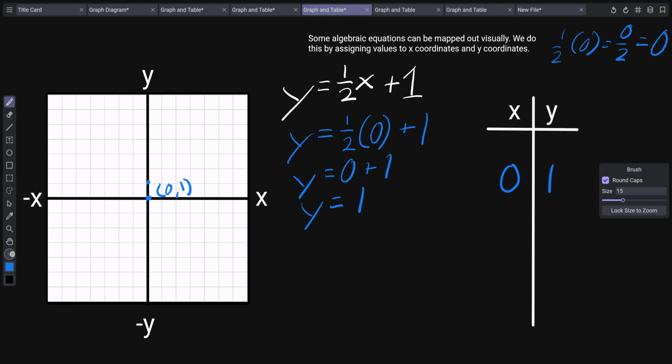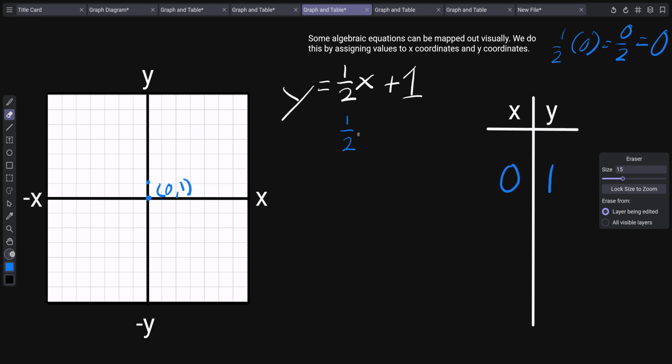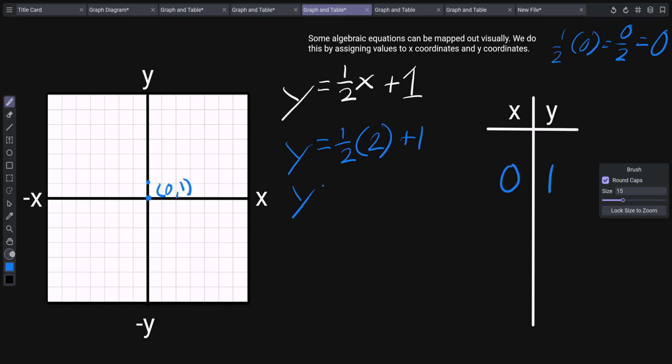Now, because of what I showed you before, I'm actually going to step it up a little bit. I'm going to try plugging in 2 for x. So y equals 1/2 times 2 plus 1. It's going to simplify to y equals 2 over 2 plus 1, and then that just turns into 1. So 1 plus 1, this is going to be 2.